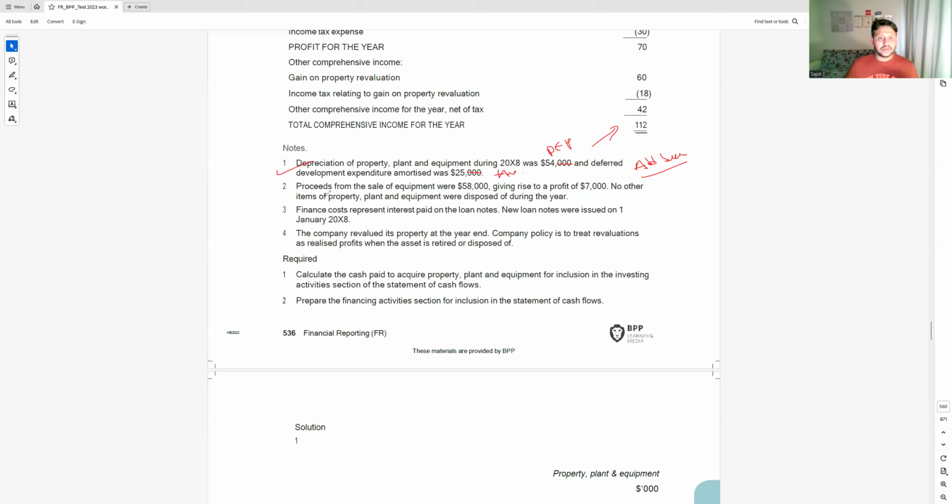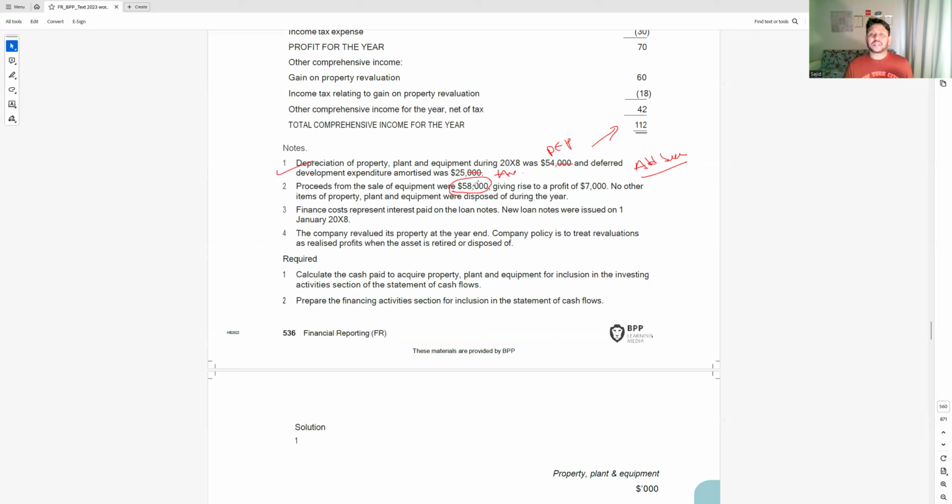All right, the next one we have here, proceeds from the sale of equipment. Remember, as we said, if we sell some non-current asset and we make a profit or loss, it doesn't matter, we need to record it in the investing activities. So this whole 58, I'm going to record in the investing activities.